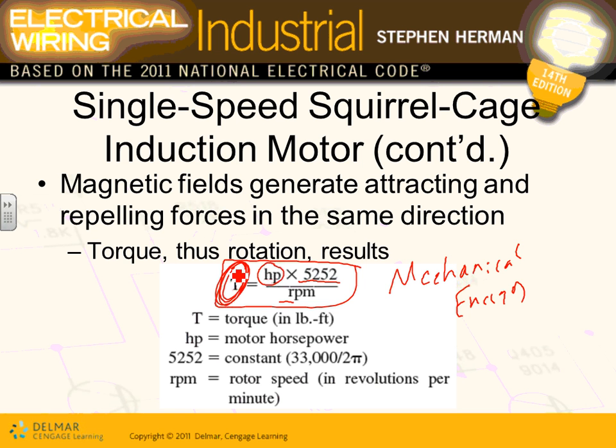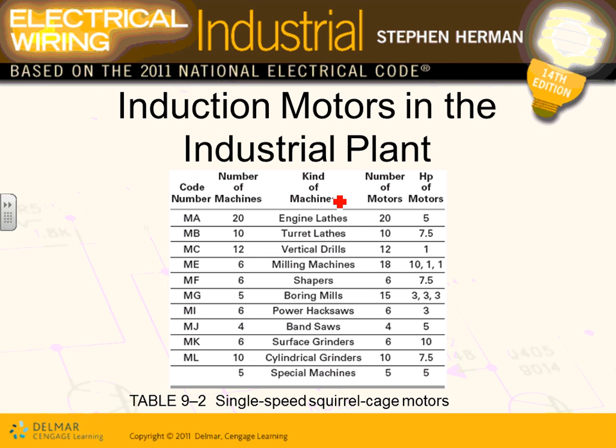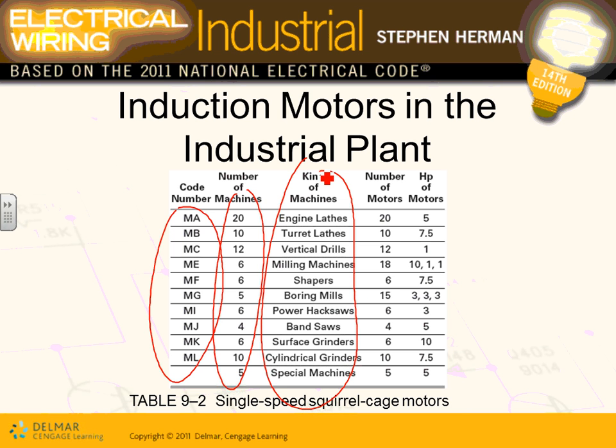So the spinning happens because of the interaction between the magnetic field of the stator and the rotor. So remember this formula. In the industrial project that we have, Karen, you guys are looking at it right here. Here's all the machine types that we have. When you look at them, there's ME and MC. Here's how many of them we have of each type. Here's a description of each one of these machines, from vertical drills and what not.